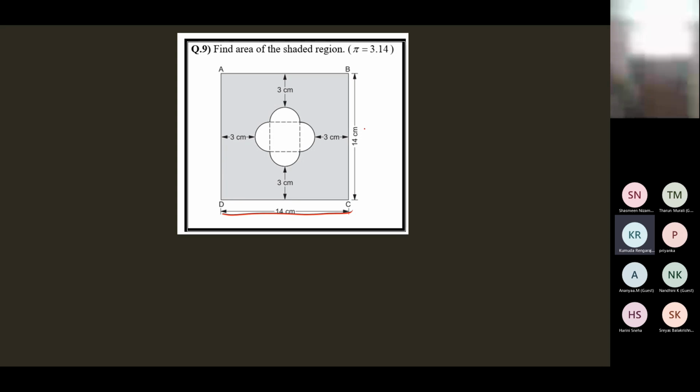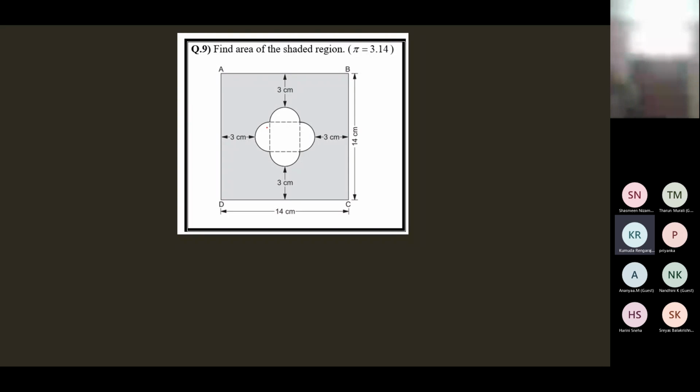You can see this is 14, this is also 14. ABCD is a rectangle, and opposite sides are equal. So this is 14, this is also 14. It's a rectangle, so opposite sides are equal, 14, 14. Now you can see all sides are equal, so it's a square. You can find the area using the formula length into breadth, or side square. Both will give you the same answer. 14 square, or 14 into 14. So you can find the area of the square.